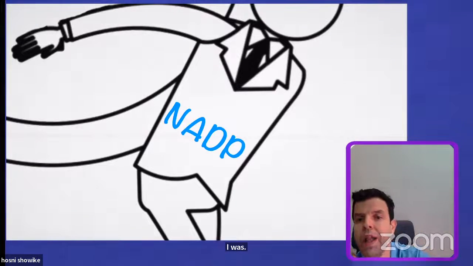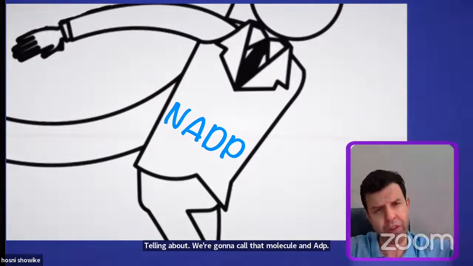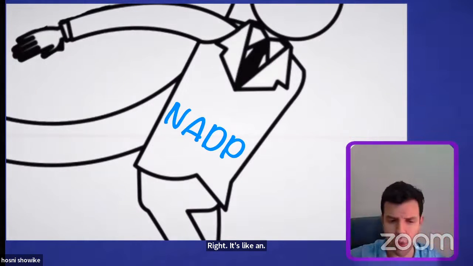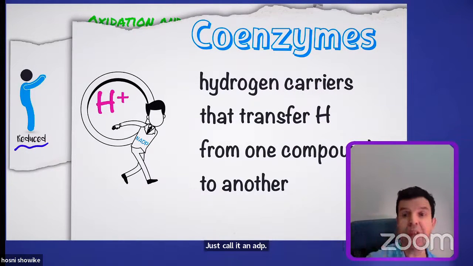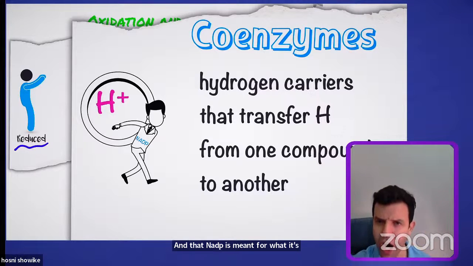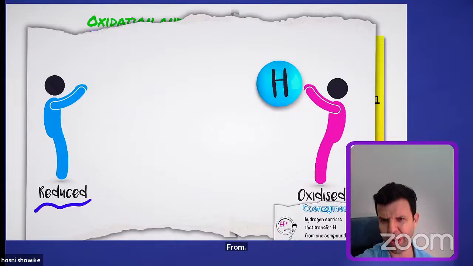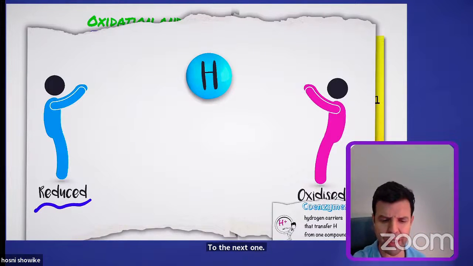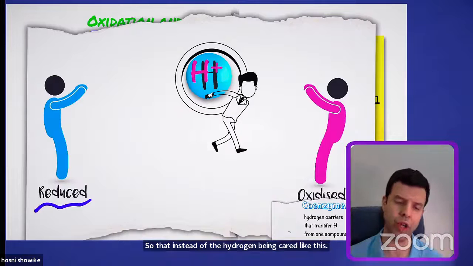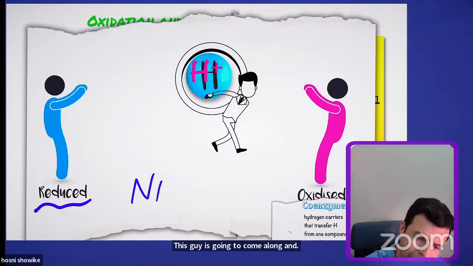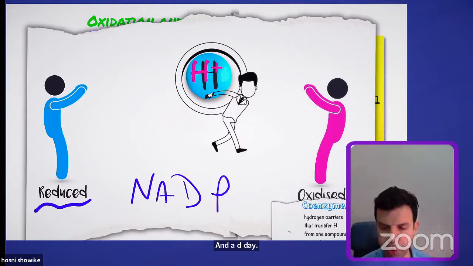We're going to call that molecule NADP, right? It's short for a very, very long chemical word. You don't need that word. Just call it NADP. And what is NADP meant for? It's meant to carry the hydrogen from one molecule to the next one. So instead of the hydrogen moving by itself, this guy is going to come along and transport it from one molecule to another. And again, what do we call that molecule? NADP. Okay? All good so far?